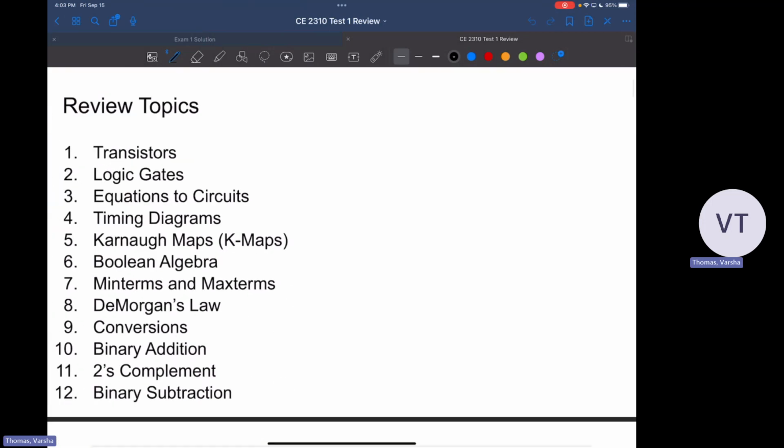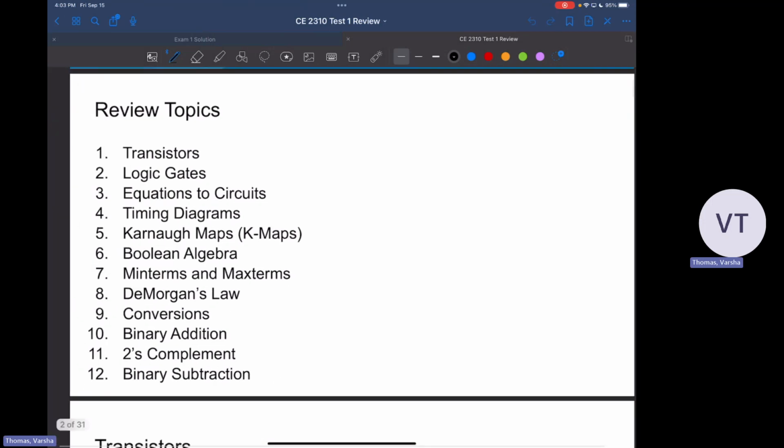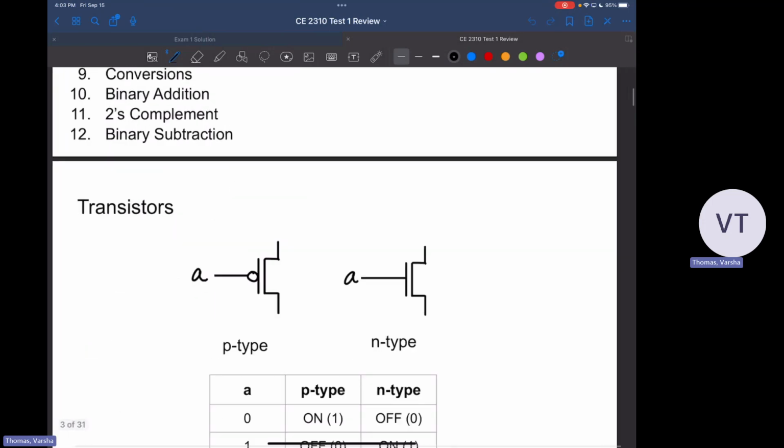These are some of the topics that we'll be reviewing today. These should be topics that you've covered in class up until basically now. Beginning with transistors.